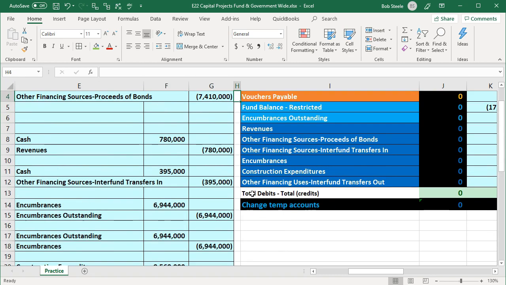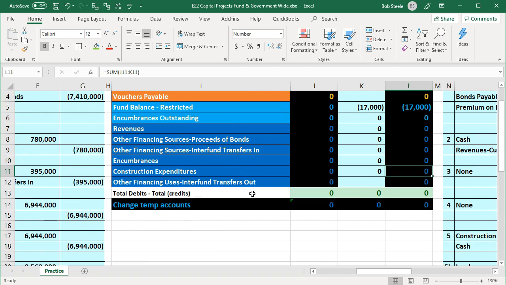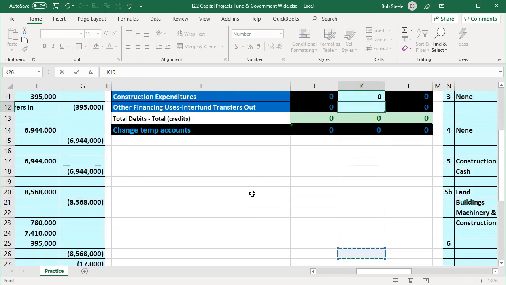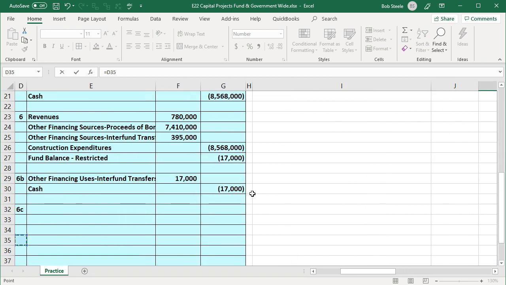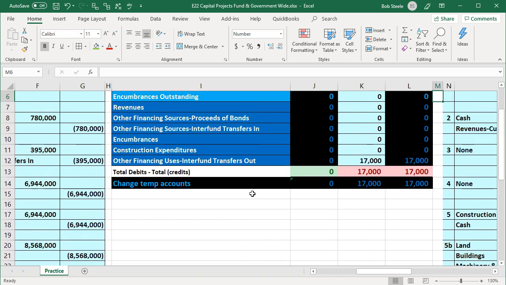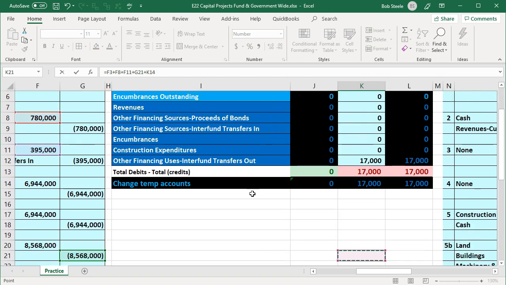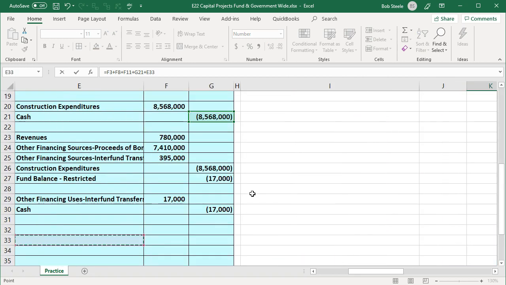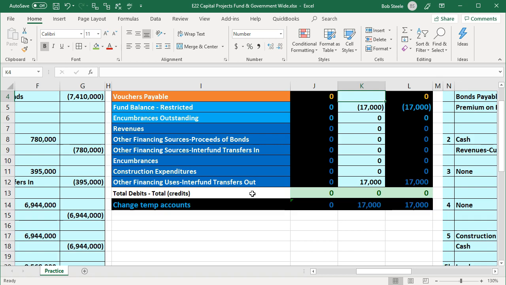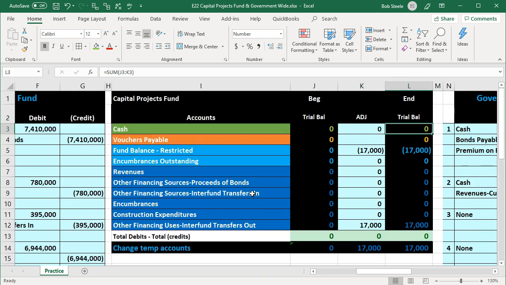So scrolling back up. And we are in K12 equals. And we'll pick up the other financing uses. And there we have that. And then we're going to scroll back up and go to cash in K3, F2 plus F2. Scrolling back down, and cash is then decreased. So now we've moved it out of cash and we've recorded the flow that's happening.